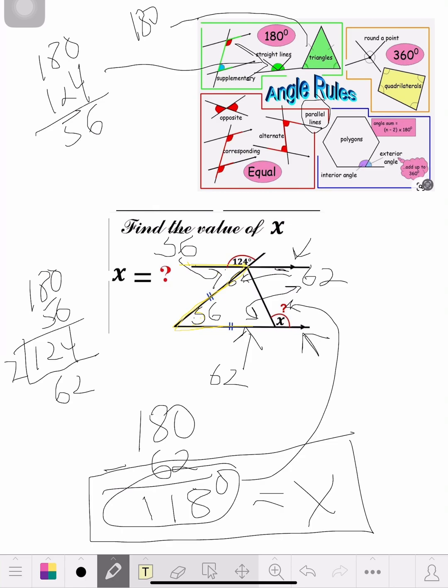If you just learn some of these angle rules and familiarize yourself with them, you're going to be able to solve these things. It might look complicated at the beginning. You say, whoa, they didn't give me much information. But usually they'll give you enough. They gave you two parallel lines.